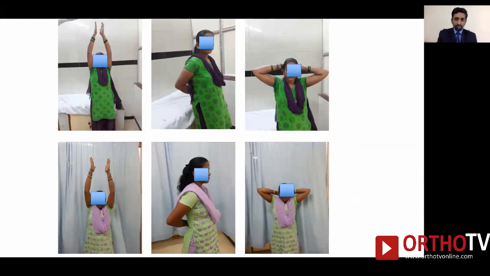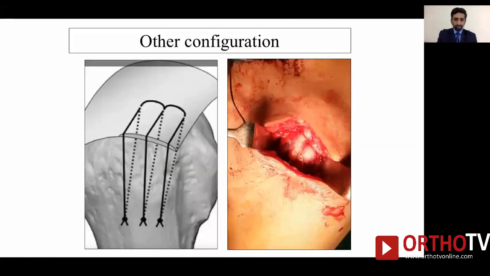A very good result can be obtained, and early mobilization can be started when the cuff is repaired nicely and securely. We can have other configurations. So this configuration described by Dr. Kuroda, we can use that in the same way. So we can get two vertical mattress and two horizontal sutures, and we can get different configurations as much as is possible. So whatever configuration is the favorite of the surgeon can be used with this technique.